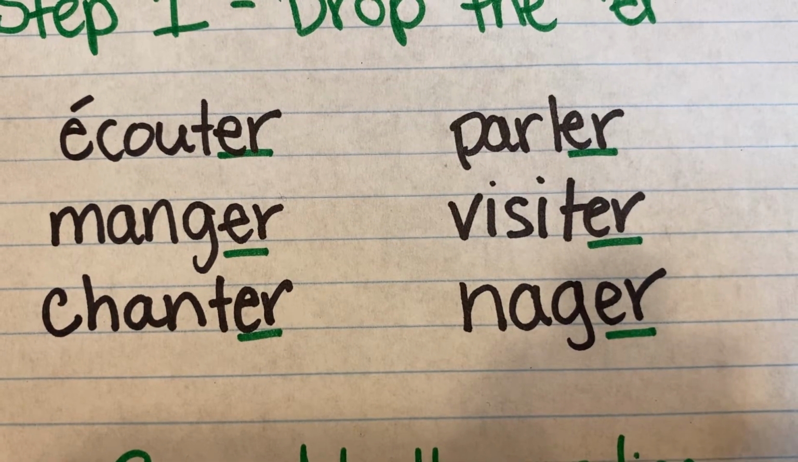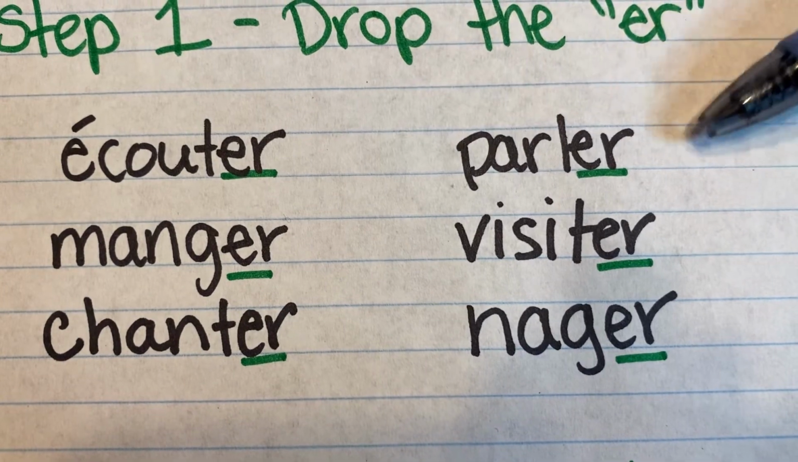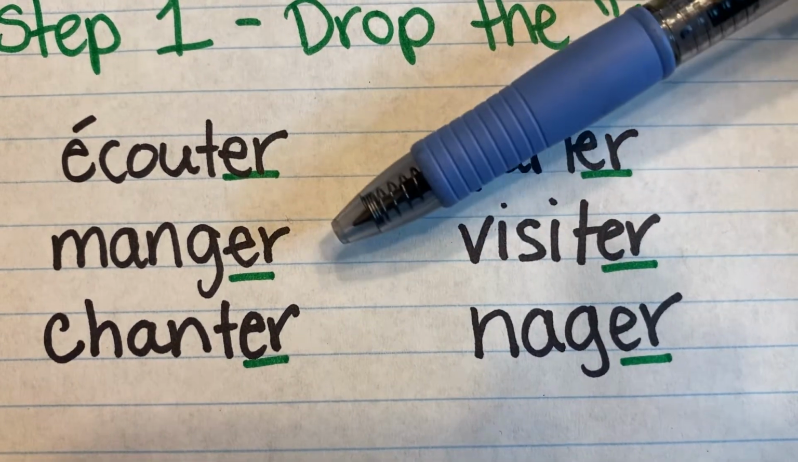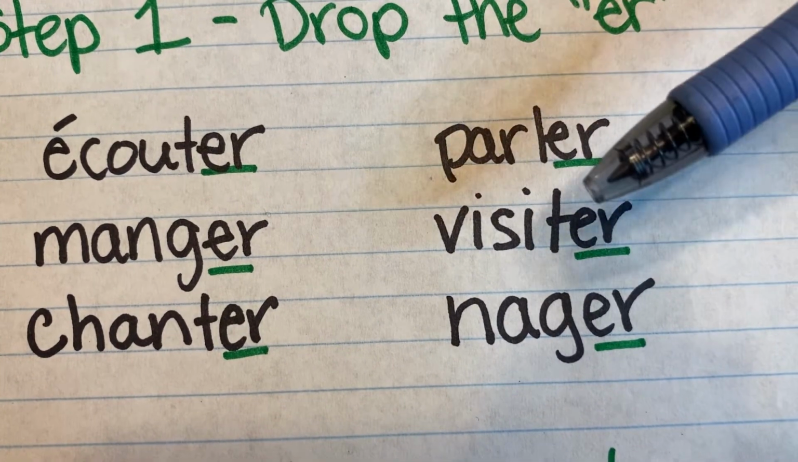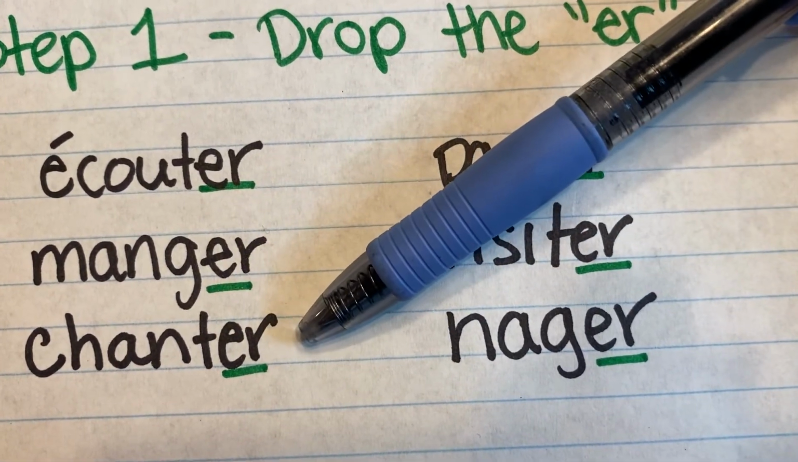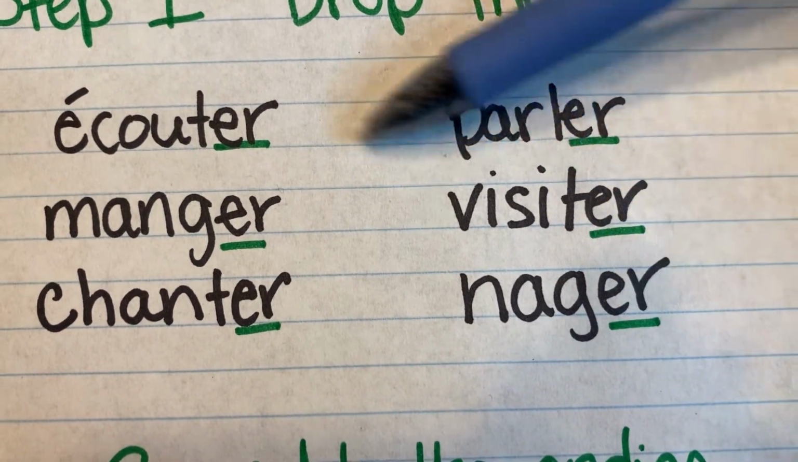So ER verbs look like this. Like écouter, to listen. Parler, to speak. Manger, to eat. Visiter, to visit. Chanter, to sing. Nager, to swim. They all end with the ER.